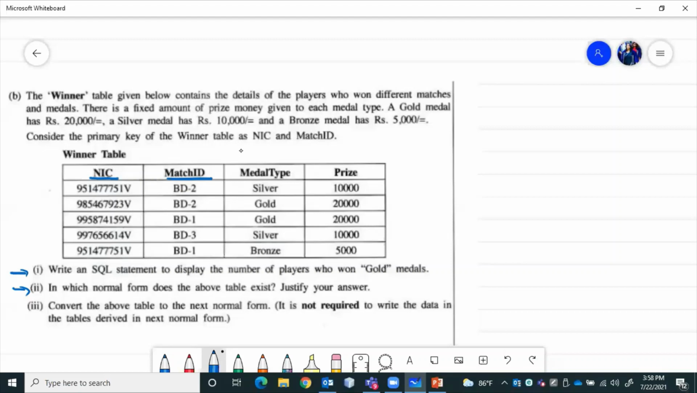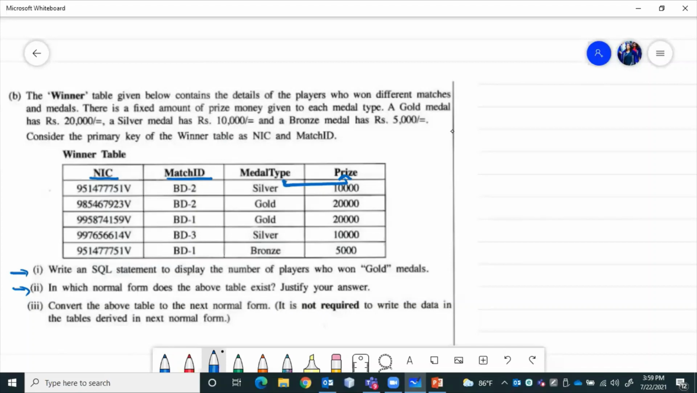In which normal form does the above table exist? And justify your answer. Quickly tell me in which normal form we have this particular table. Yes, very good. It says here, note that the price depends on the medal type.